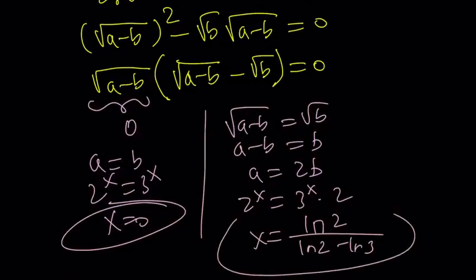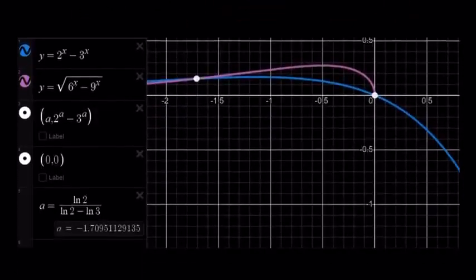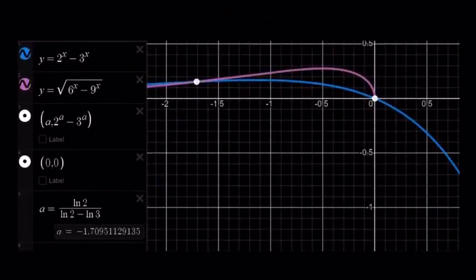I told you that I was going to show you the graph, and this is what the graph looks like. Here we go. I graphed 2 to the power x minus 3 to the power x for u, and the square root of 6 to the x minus 9 to the x. And notice that they intersect at 2 points. One of them is definitely (0, 0), because 0 is going to make this 1 minus 1, which is 0. So 0 is actually not extraneous. I forgot to check that, but you can see that it is going to work.